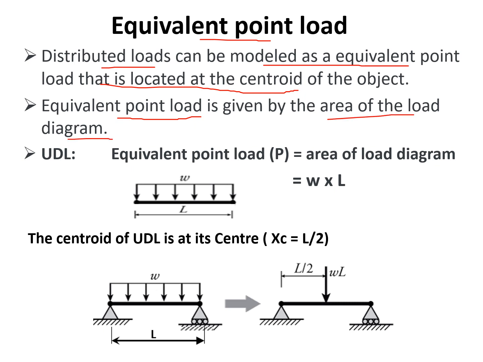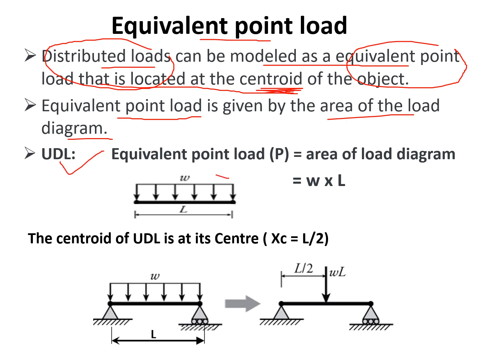So here what we are doing is converting the distributed load into the equivalent point load. For that, the equivalent point load is required, and that is given by the area of the load diagram, and where it will be placed, that will be placed on its centroid. So now first we talk about the UDL.